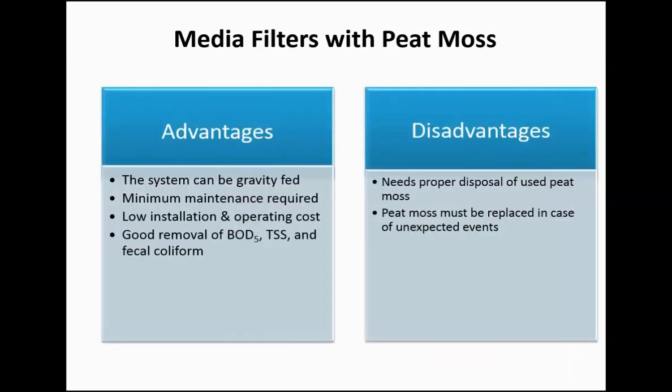The advantage is that this is a gravity system. It's got low O&M with good removal rates. However, the peat moss requires disposal and needs to be replaced every 10 to 15 years since it gets clogged. And one of the problems is a lot of landfills and disposal areas will not accept the peat moss that's been contaminated.